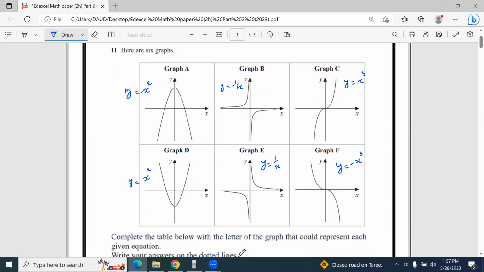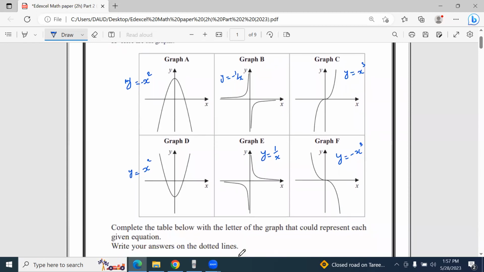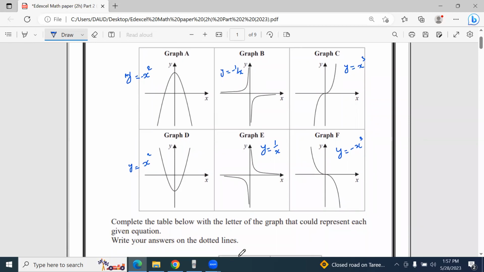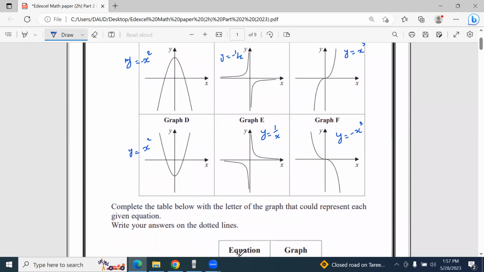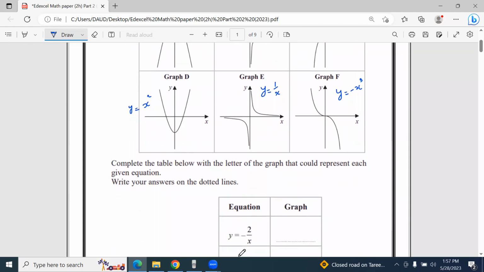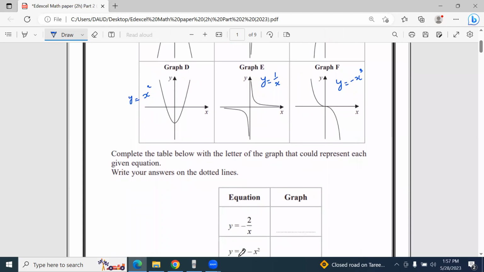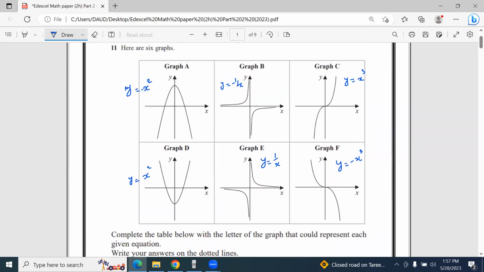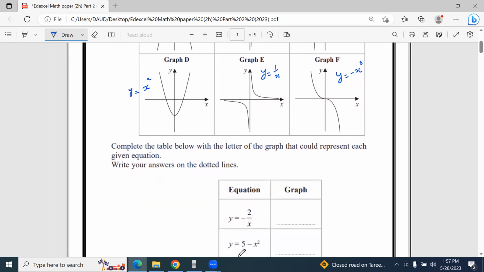Let's have a look at the table. Complete the table below with the letter of the graph that would represent each given equation. Write your answer on the dotted line. So the first equation is a reciprocal function. We have to check negative, so it is graph B. I mentioned the negative graph of hyperbolic B. So we will say that this reciprocal function or hyperbolic represents graph B.